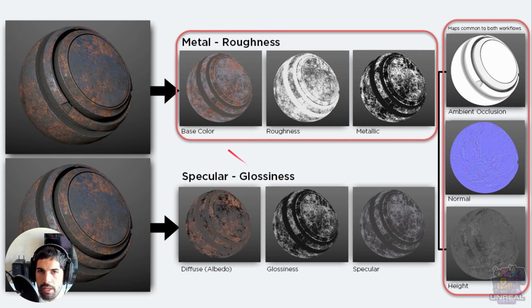Okay, so now it's time to talk about the Unreal Engine PBR workflow. In this case, we can have two possible workflows, the metal roughness workflow and the specular glossiness workflow. So Unreal, as I mentioned before, has chosen metal roughness, so we will look into the metal roughness maps, and we will also look at the maps common to both workflows. So in this case, we will be looking at base color, roughness, metallic, ambient occlusion, normal, and height maps.